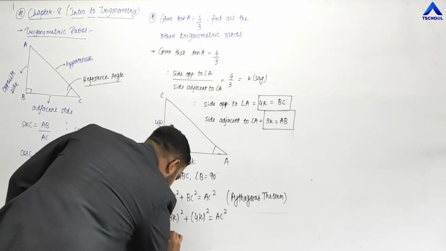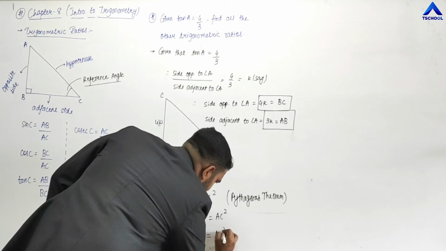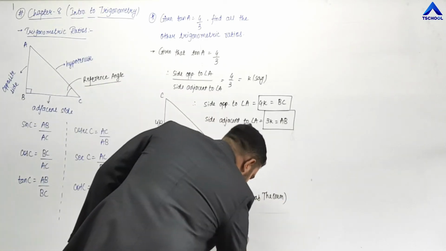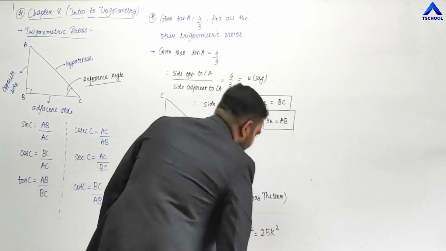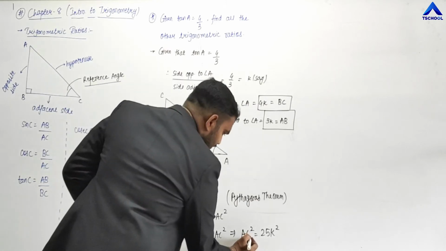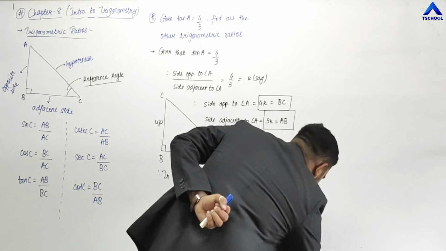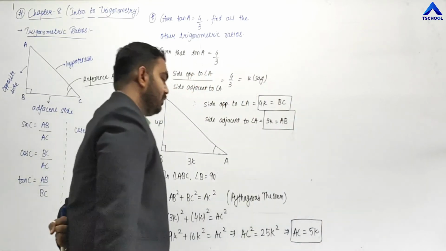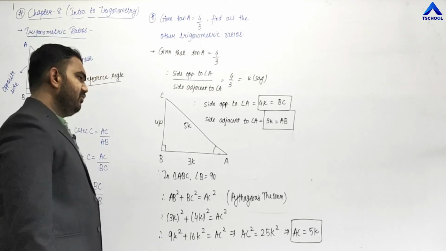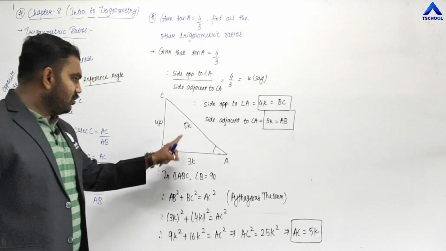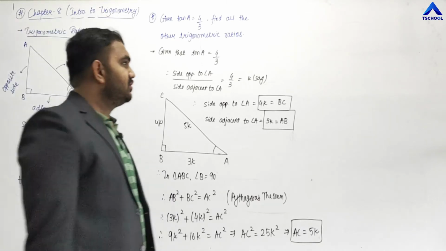Hence, 9K square plus 16K square is equal to AC square. This implies AC square is equal to 25K square, which means AC is equal to 5K, taking square roots on both sides. So we got the length of AC, that is 5K. Now here, friends, we have all three sides of the triangle, so it will be easier for us now to find out the remaining ratios.